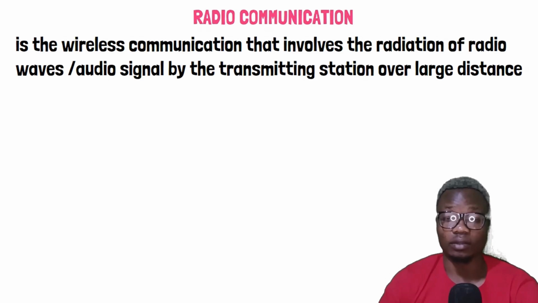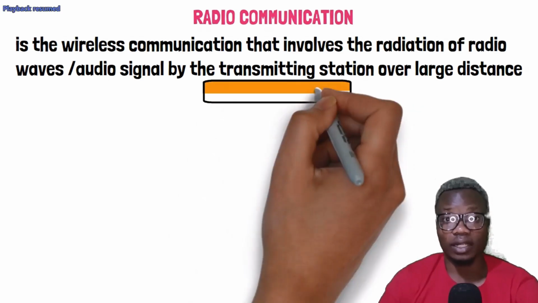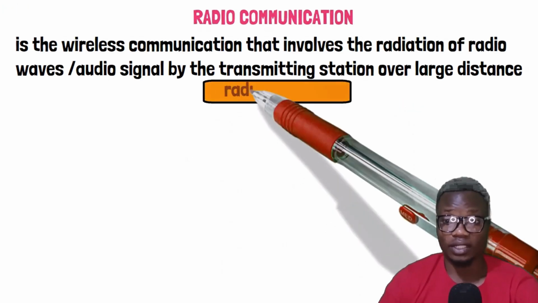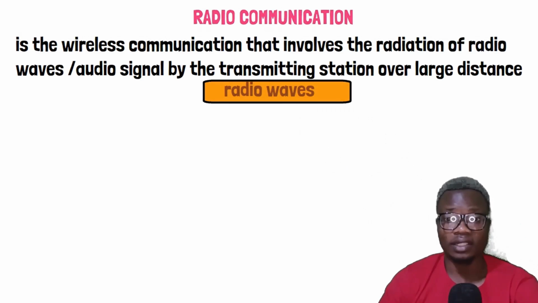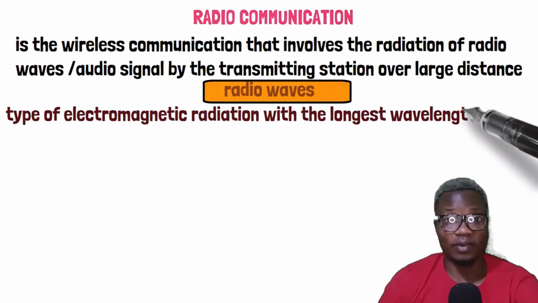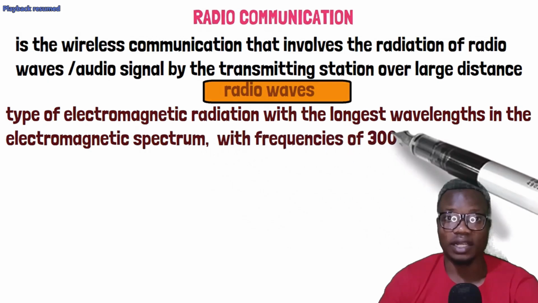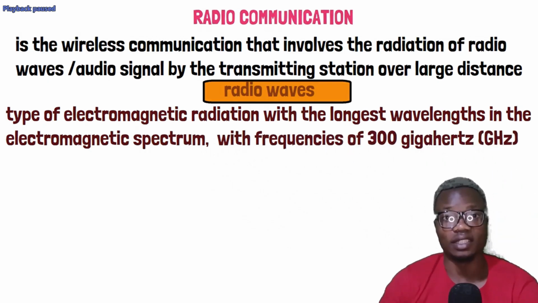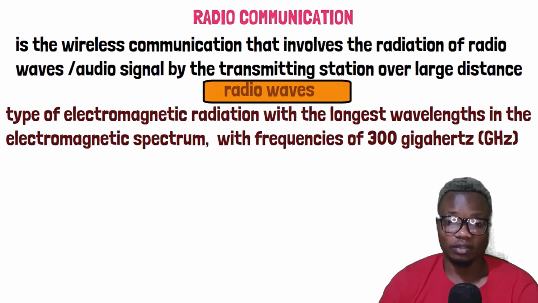So let us define the term radio waves, because we have seen radio communication involves the radiation of radio waves. So what is a radio wave? A radio wave is a type of electromagnetic radiation which has the longest wavelength in the electromagnetic spectrum. In the electromagnetic spectrum, radio waves are the ones with the longest wavelength, up to about 300 gigahertz. This is a radio wave.